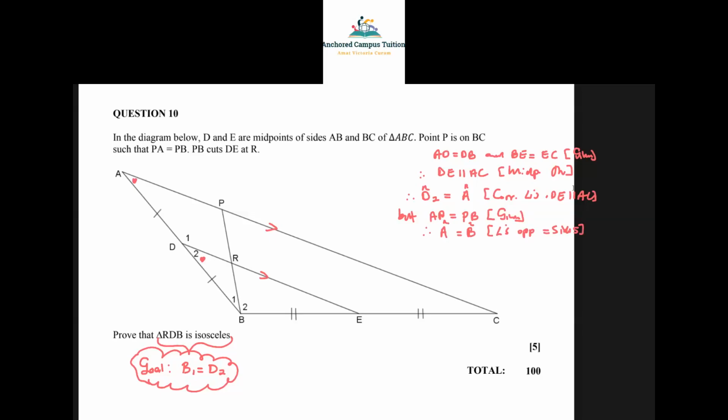So A is equal to two things. A is equal to D2, and the same A is equal to B1. Therefore, it means that B1 is equal to D2. Therefore, we can conclude indeed that triangle RDB is isosceles.